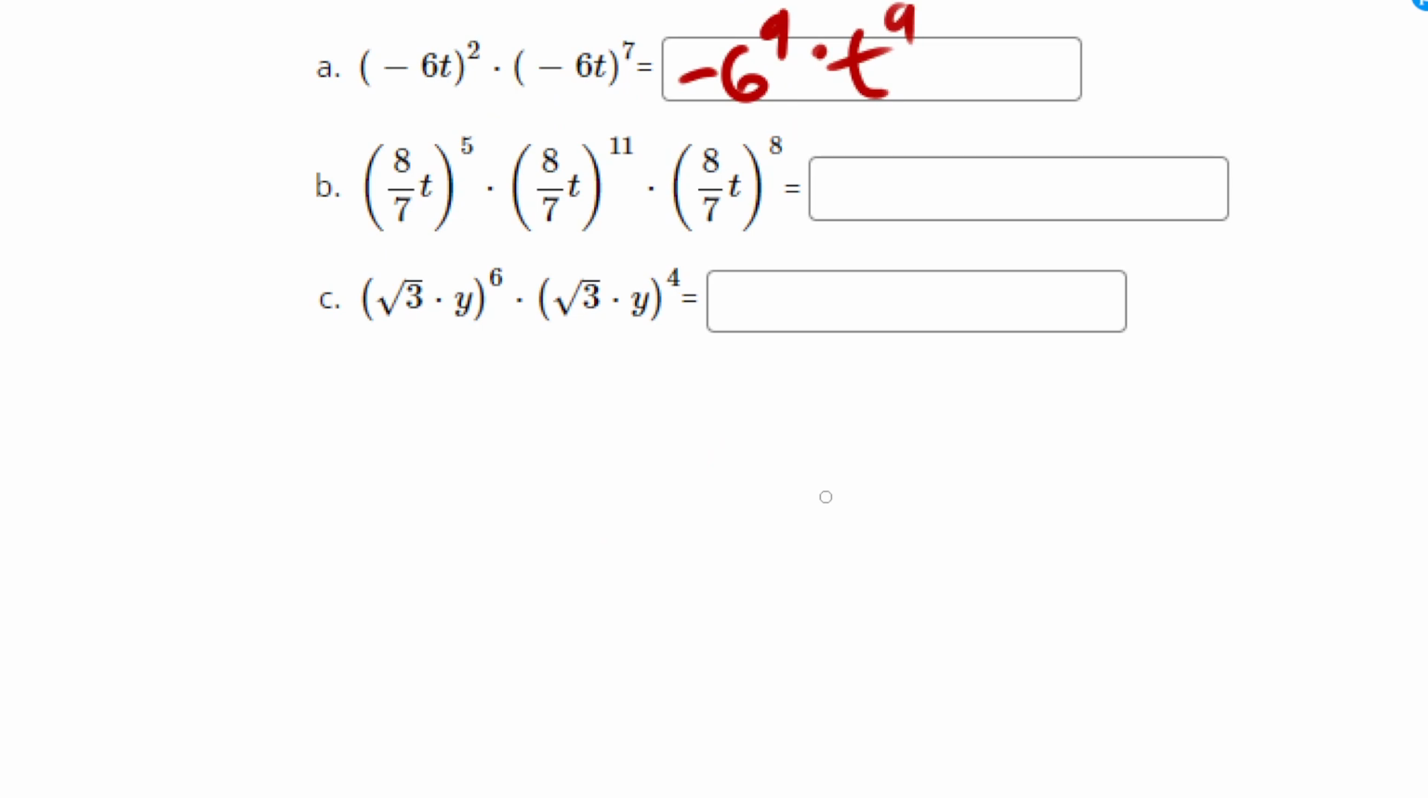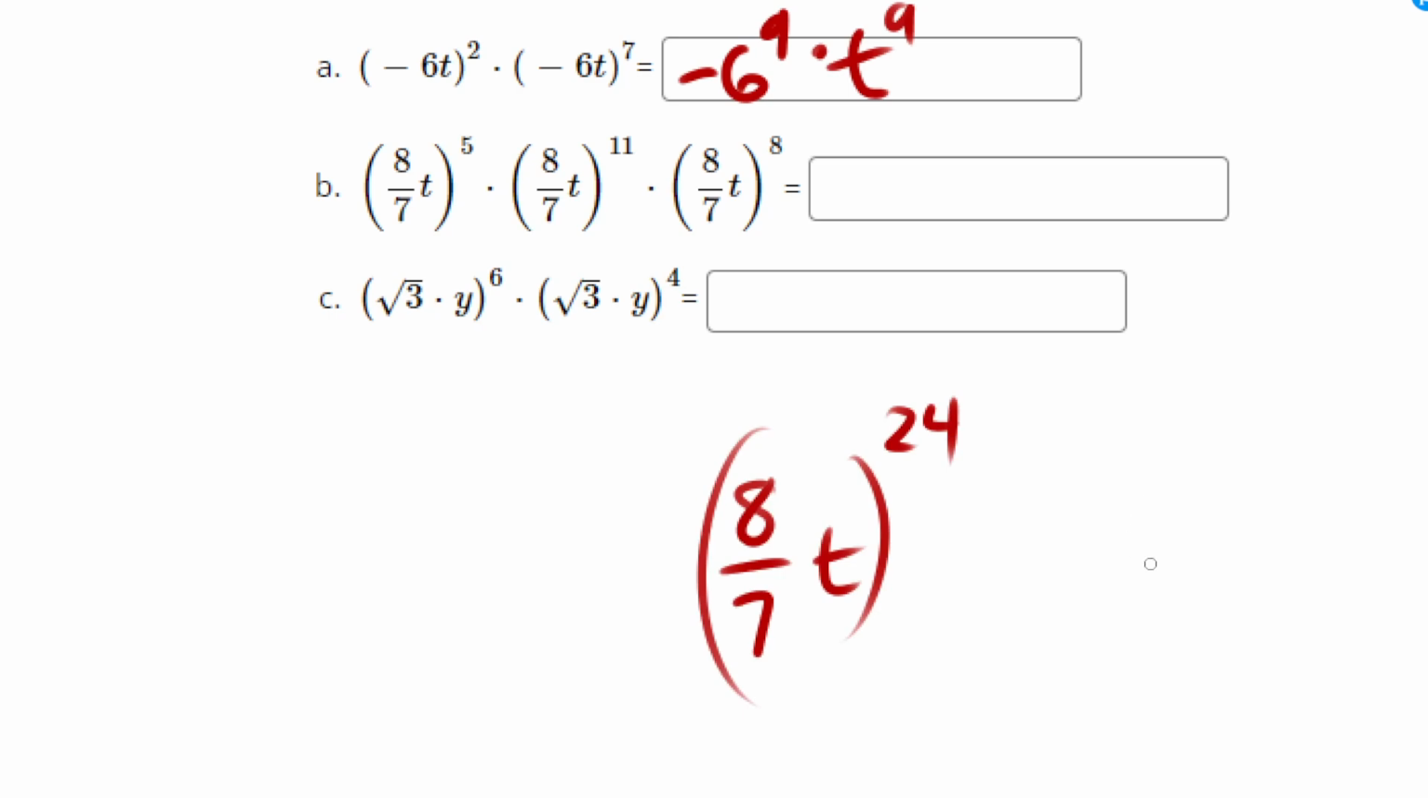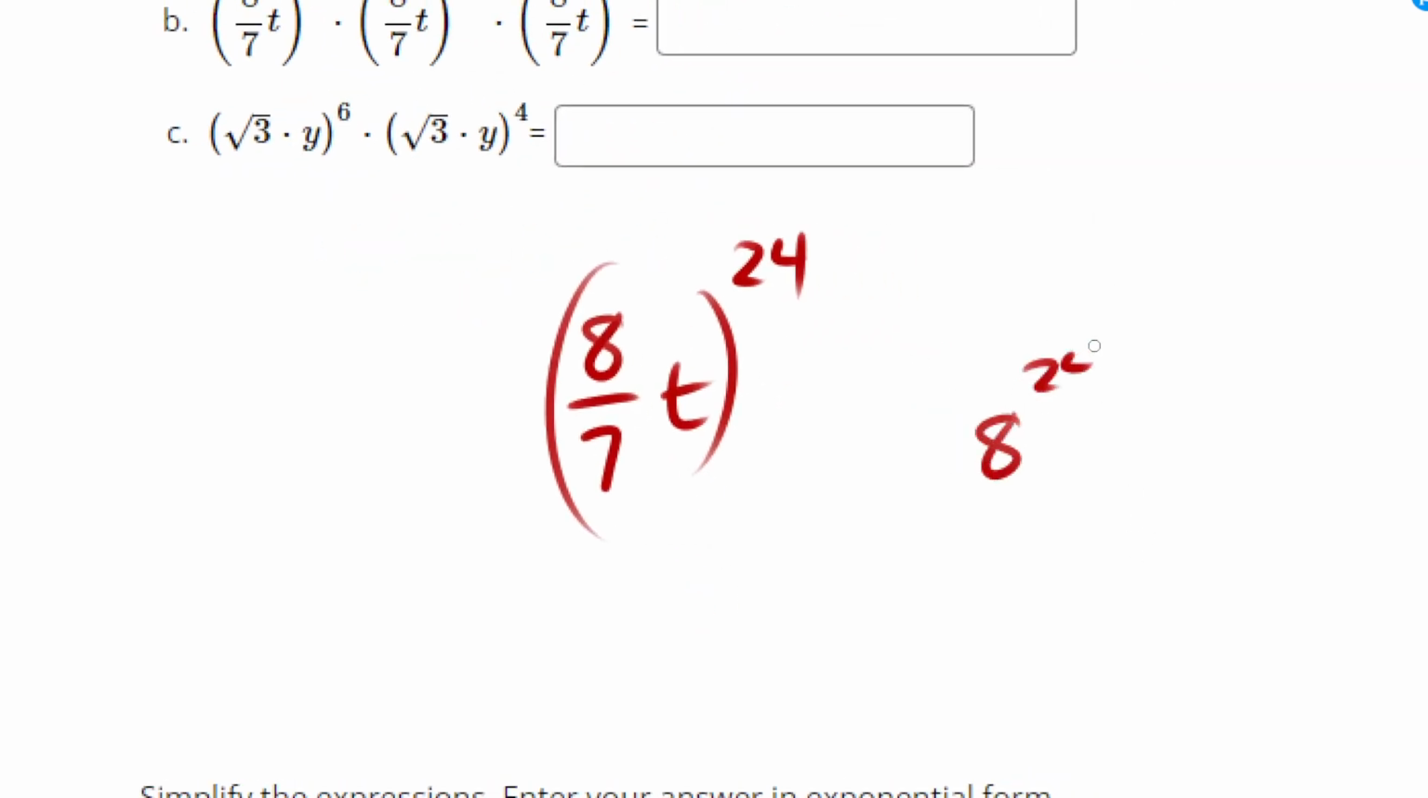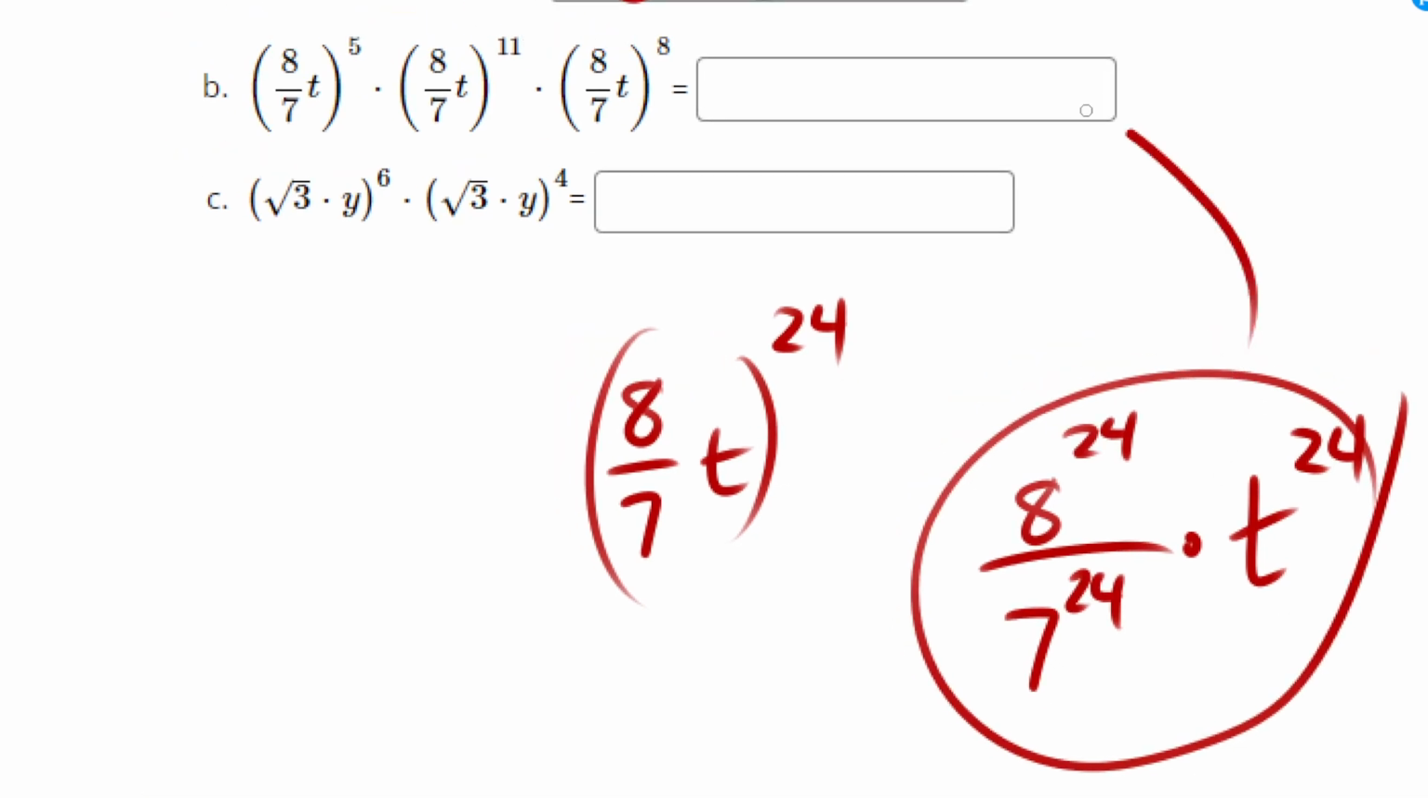The next one we can add them together. So 5 plus 11 is 16, plus 8 is 24. So we have 8 over 7 t to the 24th, in parentheses still. This will be 8 to the 24th divided by 7 to the 24th times t to the 24th. And that would be your answer for this one.